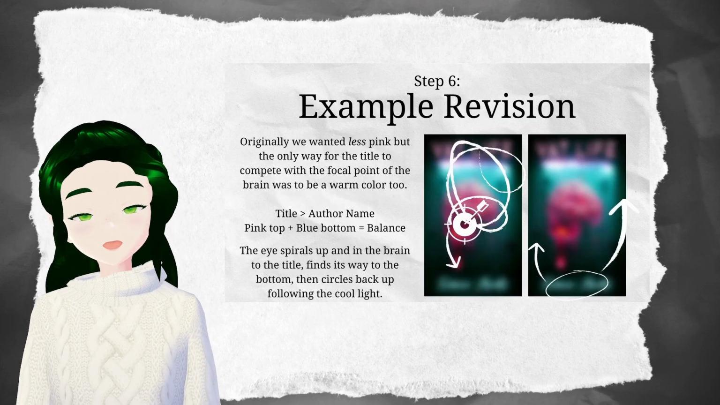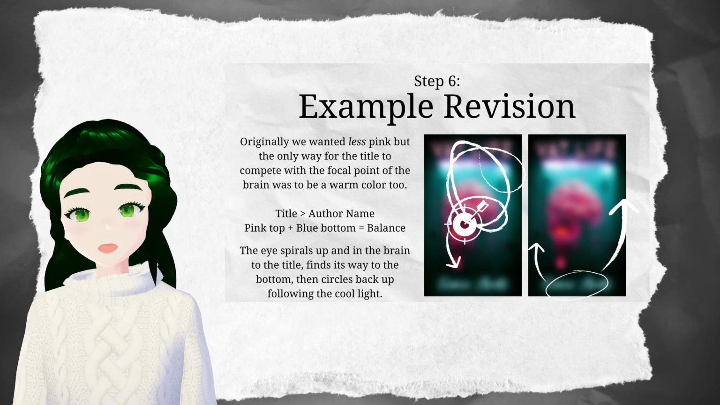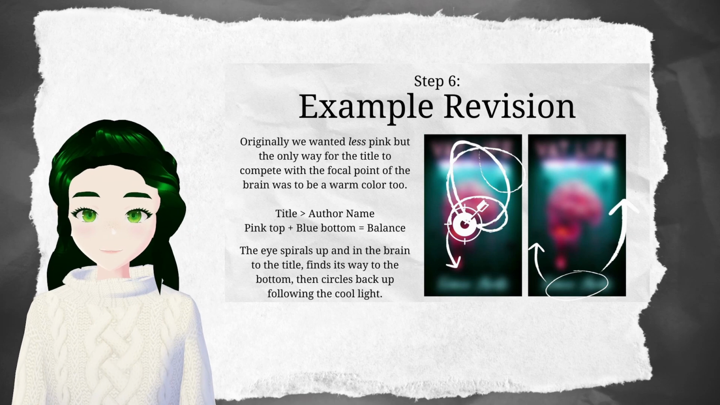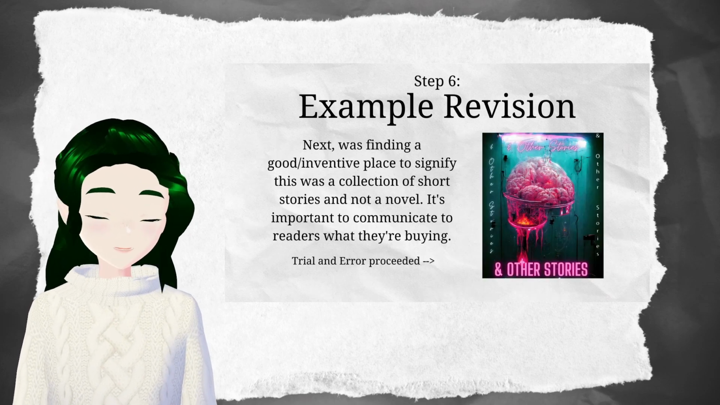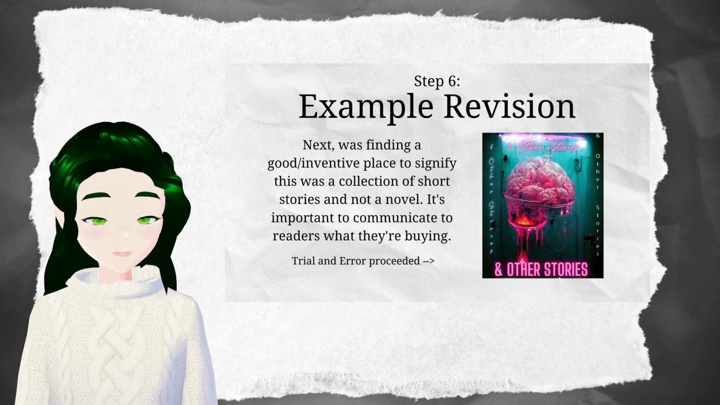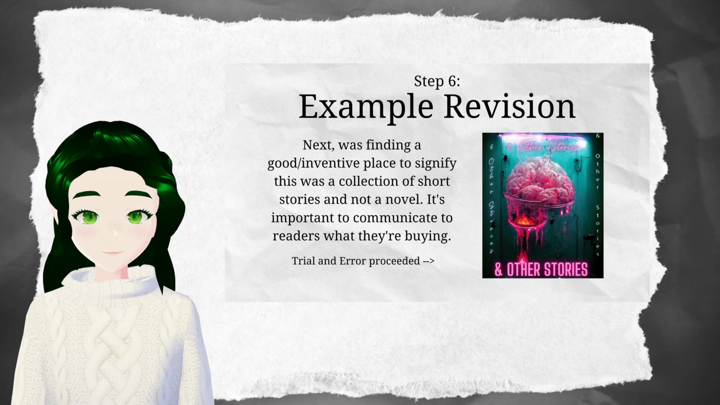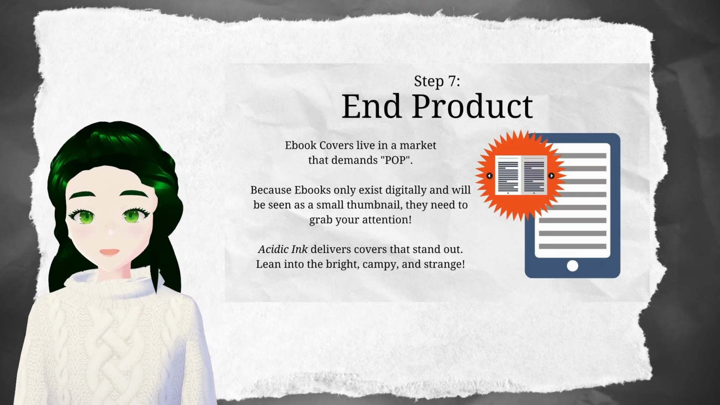The author liked the blocky font and cursive and the neon pink, so I went back to the drawing board, looked at the color weight of the image, and made the alterations closer to what they said. I had a lot of trial and error when it came to trying to figure out a good spot to add a subtitle, because it's important to communicate to readers that they were buying a collection and not a novel. And step 7, of course, is the end product.